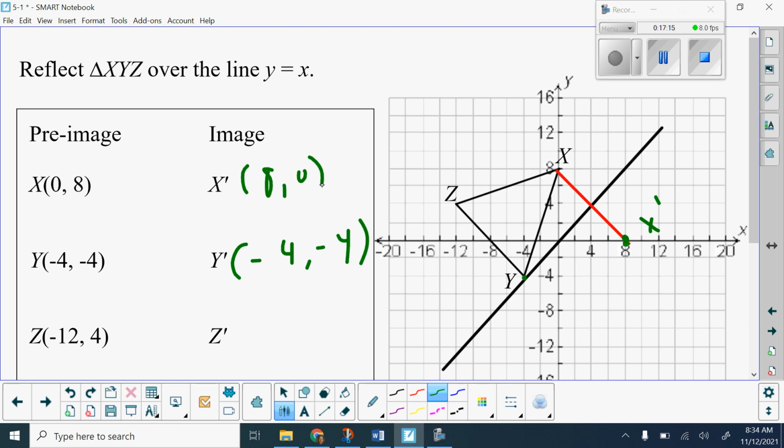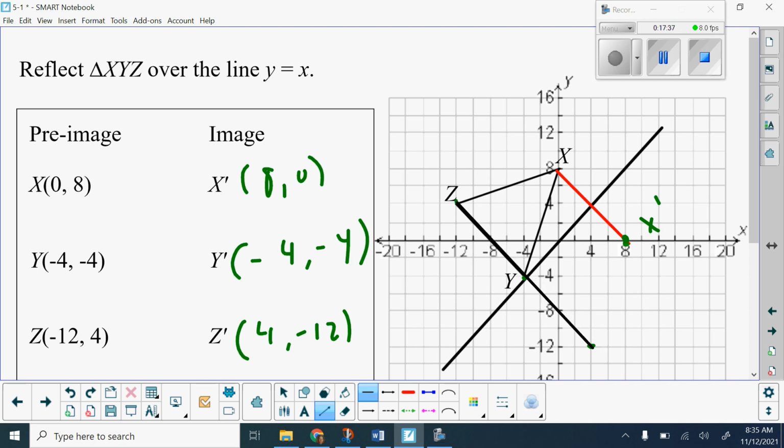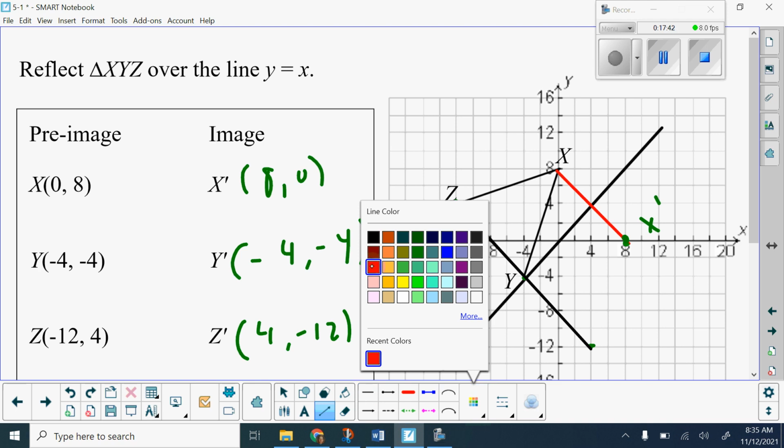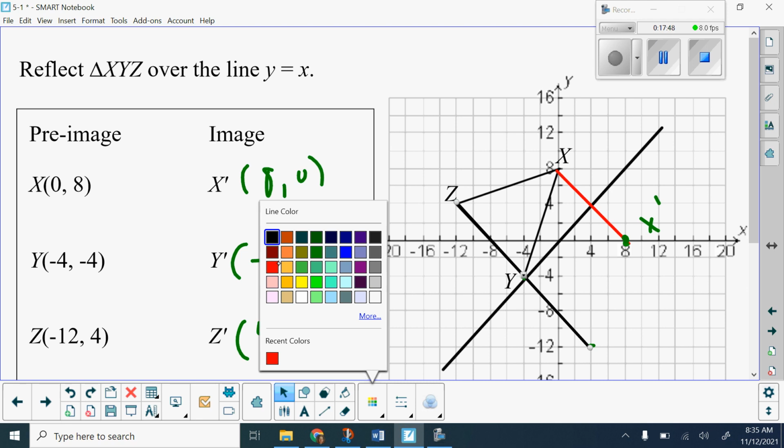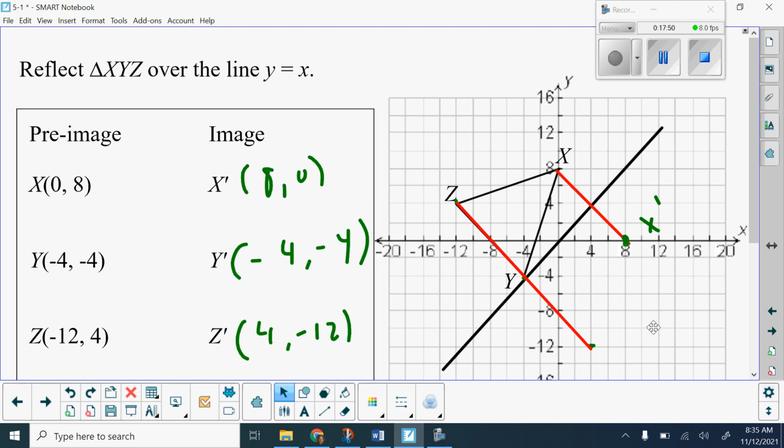So if I look at z right here, z is at negative 12, 4. I'm going to go to 4, negative 12. And let's just draw on that line just so you can see it. So we got z to z prime right here. Let me just change its color so you can see it better. There we go. All right, so there it is. And now we have z and we have z prime.